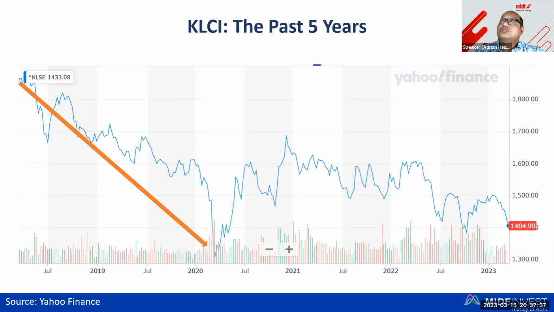The stock market was relatively sold down, number one. And number two, at that point in time, many people were at home, right? So many people were trying to figure out ways to increase their income. And one of the ways which a lot of Malaysians ventured was investing in the stock market, right?